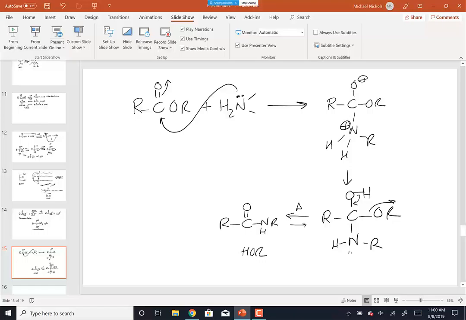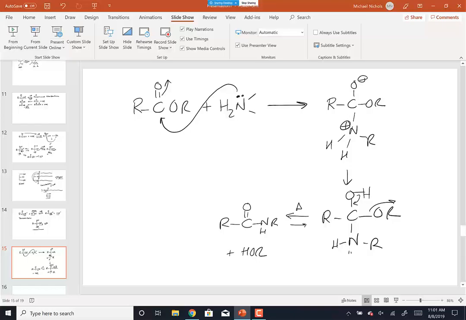And I know that doesn't look satisfying because you're like, so heat can make OR leave? Heat made OH leave when we were making enamines and imines. So I guess it can make OH leave with an H plus to form the carbonyl. But I'm probably going to have to apply a little bit of heat to this.